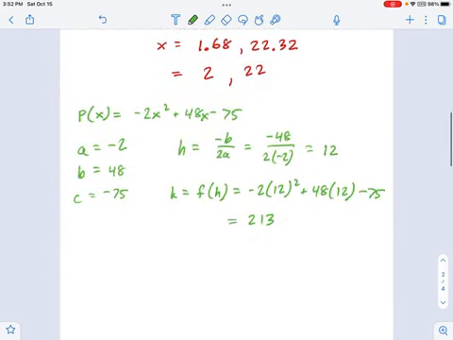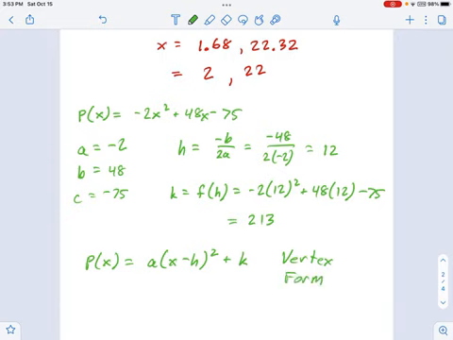Okay. Now, as to the question in this last part, how do we write it in vertex form? Here's what it means. I want to say this as my vertex form. P of x equals a times x minus h squared plus k. Okay, this is what's called vertex form. It's similar to factored form and standard form, simply in the sense that it's another way to write a polynomial.